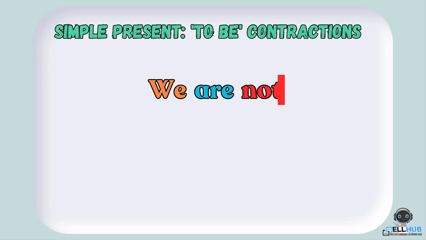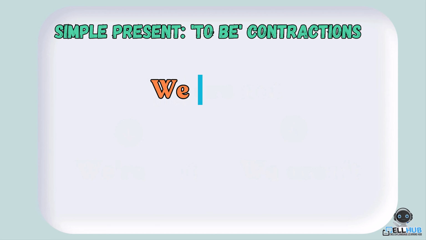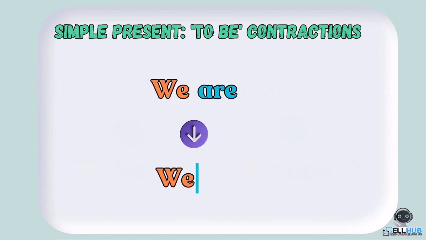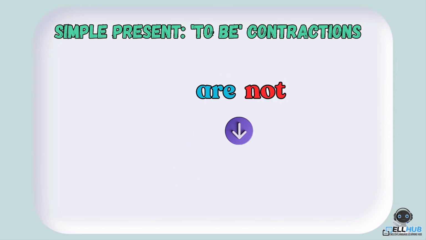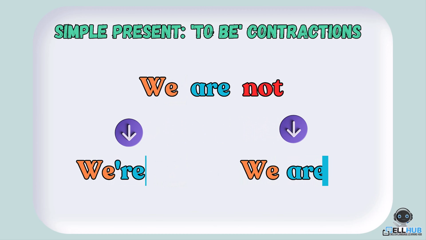We are not becomes we're not or we aren't. We are can be contracted to we're, leading to we're not. Alternatively, are not can be contracted to aren't, resulting in we aren't. Both contractions are commonly used in spoken English.